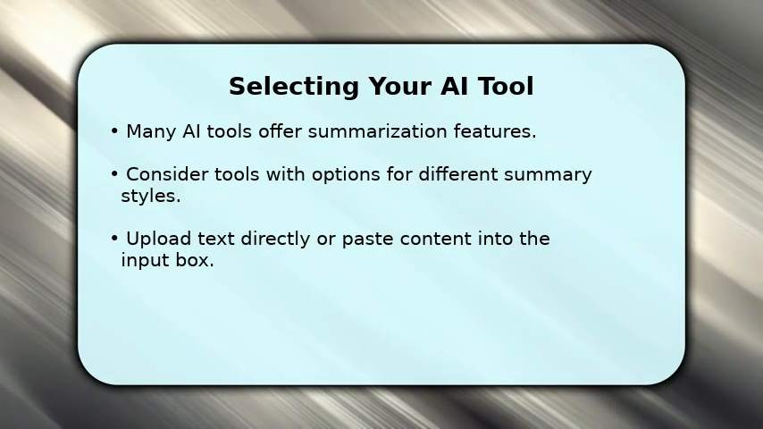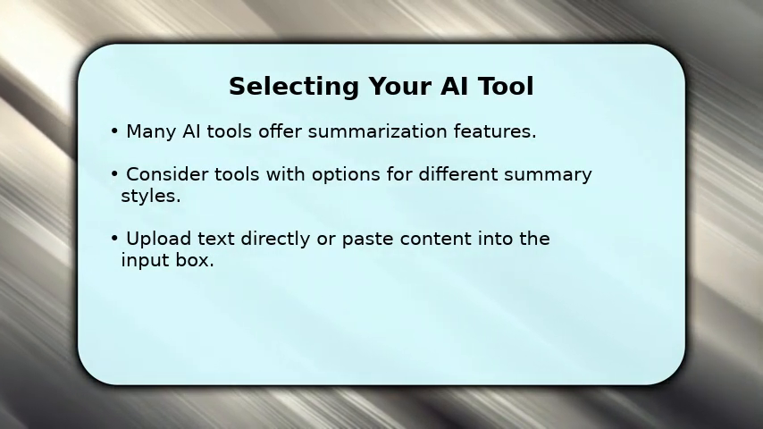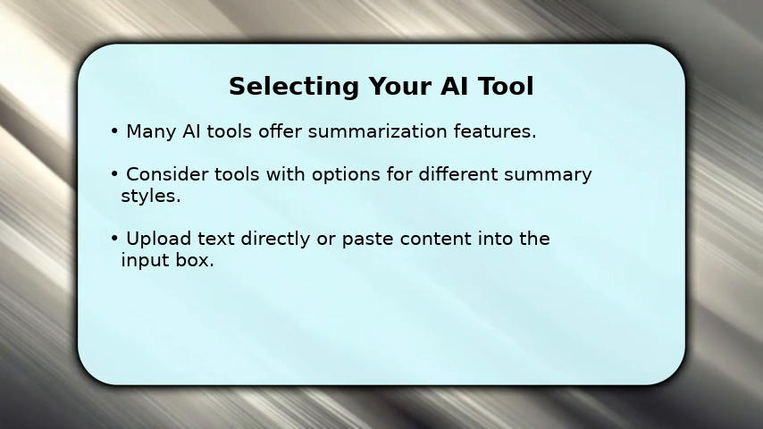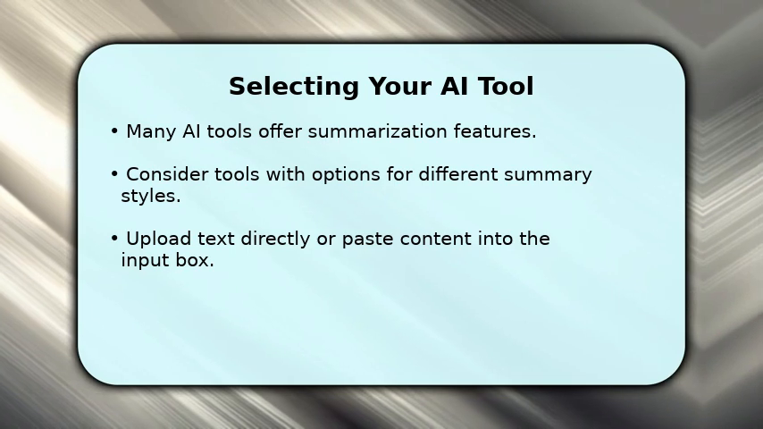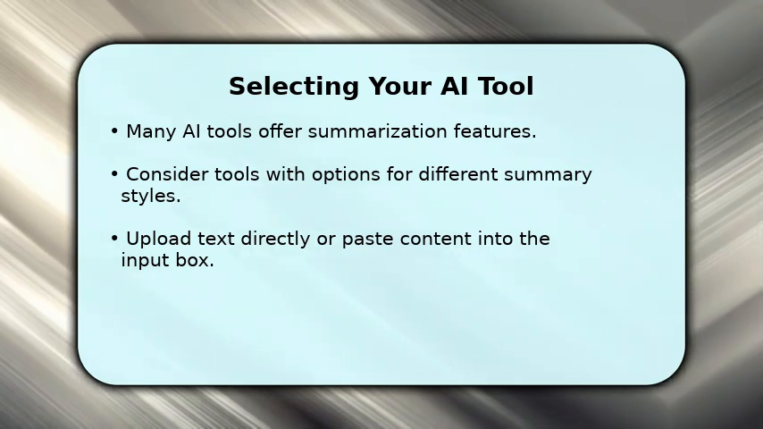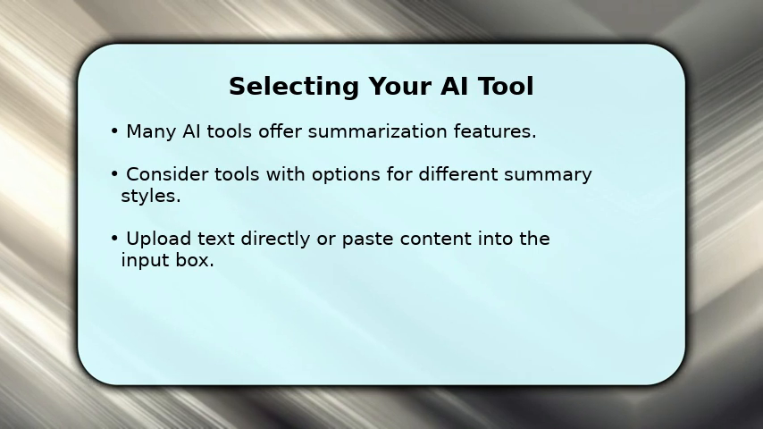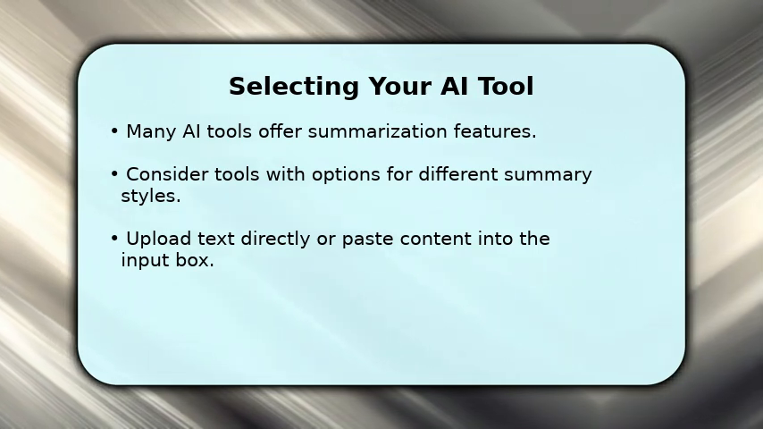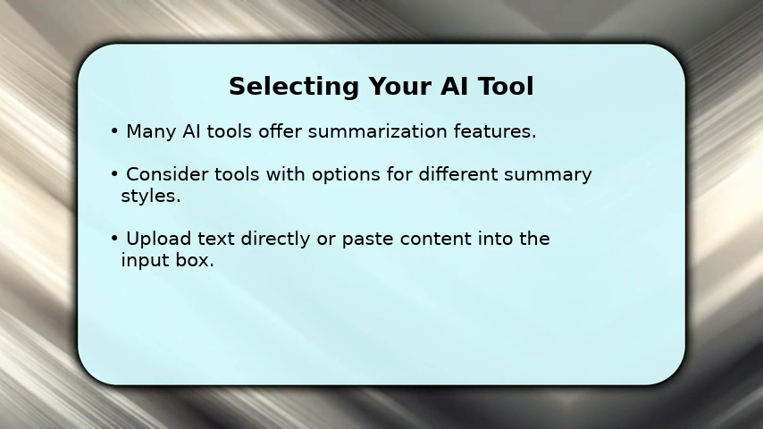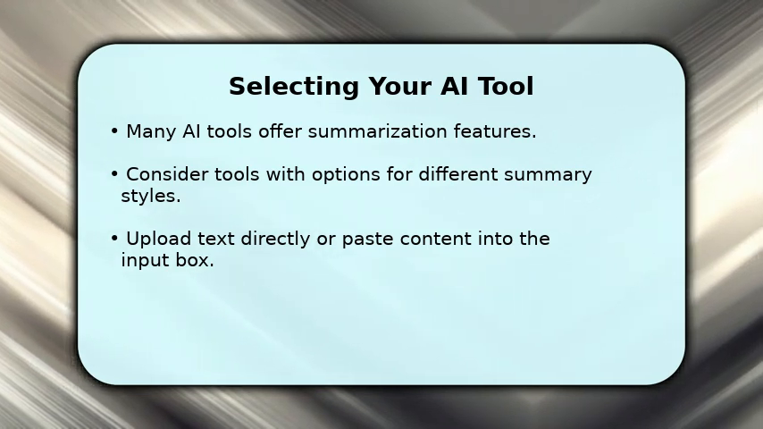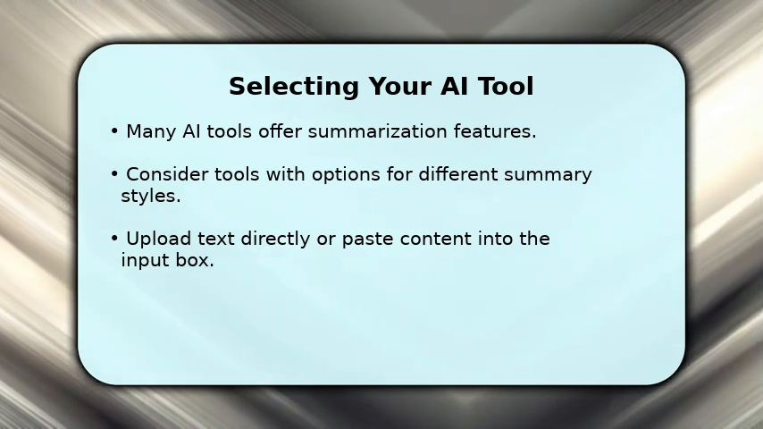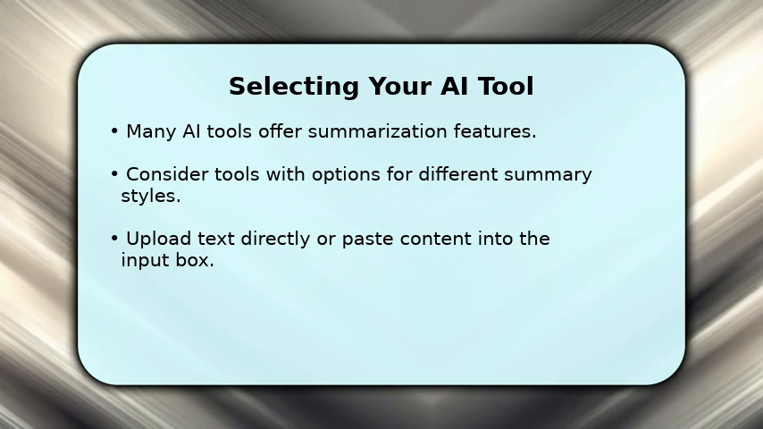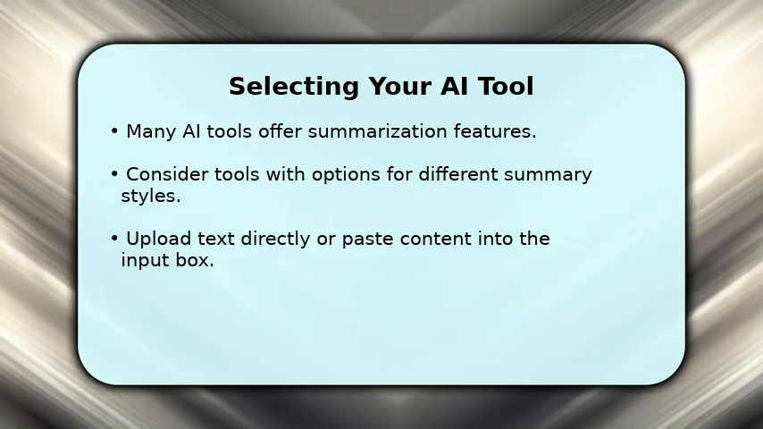When choosing an AI tool, look for one that fits your specific needs. Some tools excel at academic papers, while others are better for news articles or reports. Once you've selected your tool, simply copy and paste the text you want to summarize into the designated input area. For longer documents, uploading a file, like a PDF or a Word document, is often more convenient and efficient. This ensures the AI processes the entire content accurately.